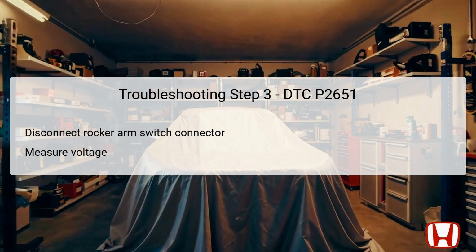Utilize a multimeter to measure the voltage between test points 1 and 2. Test point 1 corresponds to the female terminal number 2 of the rocker arm oil pressure switch connector, and test point 2 should be the body ground. If voltage is present, it indicates that some components in the circuit are functioning, warranting further investigation with subsequent steps.